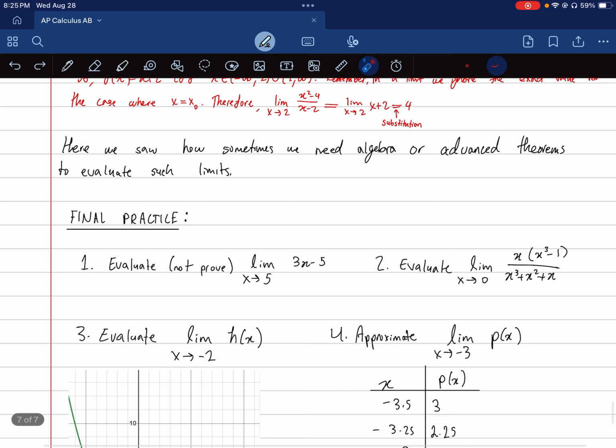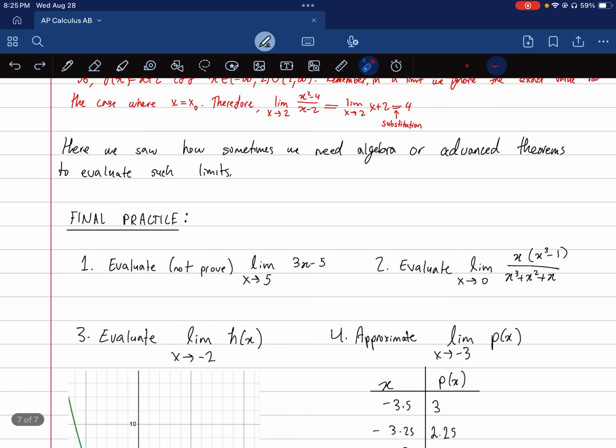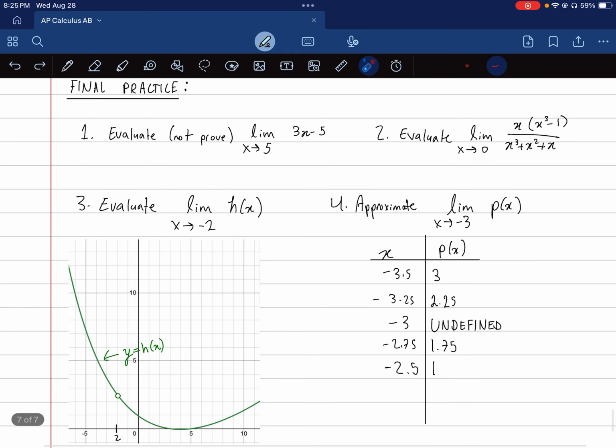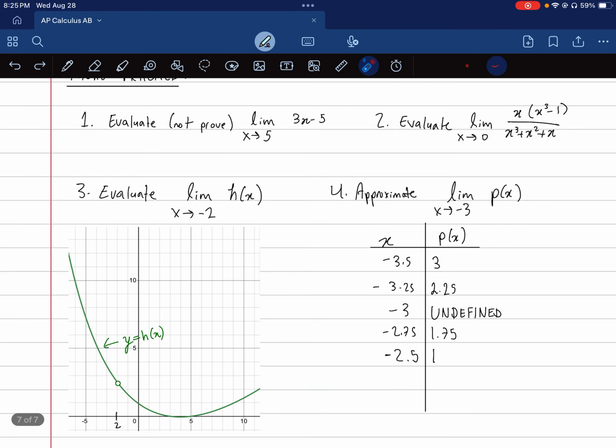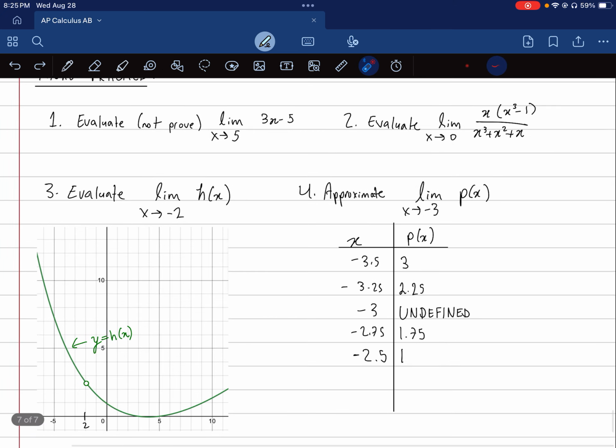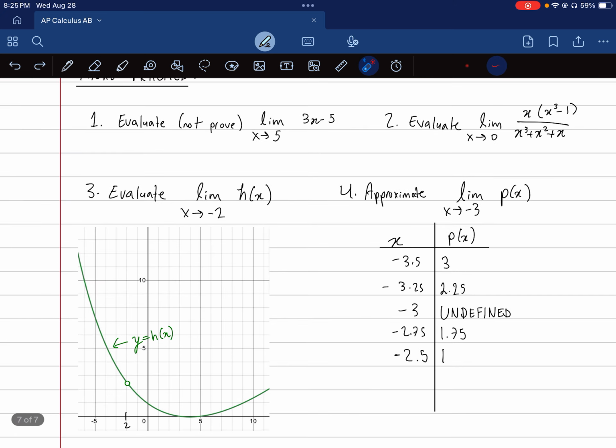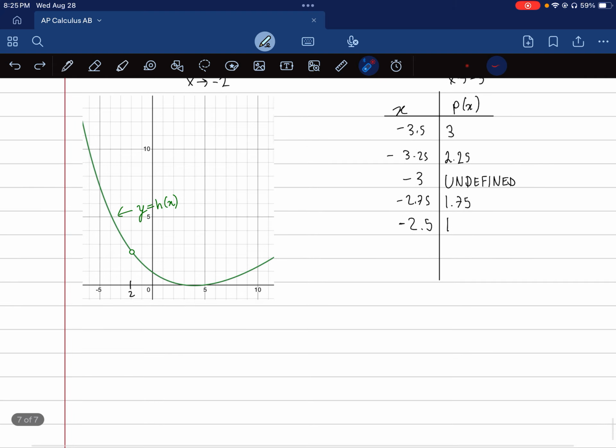So here we saw sometimes we might need algebra or advanced theorems such as L'Hopital's rule to evaluate limits. So we only need to do very basic limits for now. So let's evaluate the following limits. I'll give you some time if you want to pause and try them out. Okay, let's start with number 1.